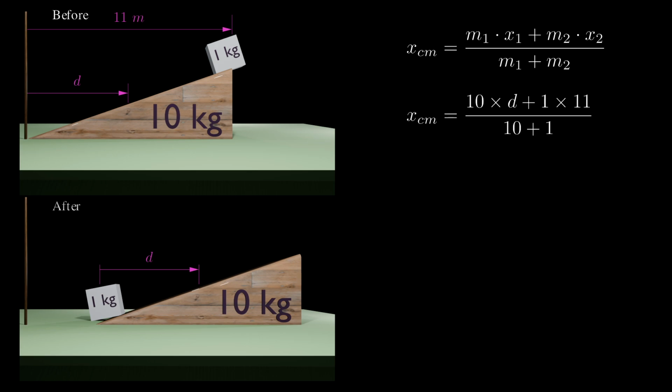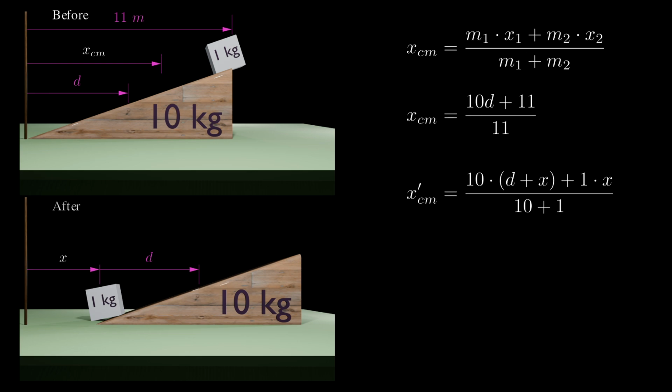We will substitute the given quantities, and derive an expression for the center of mass of the complete setup, before the block starts to move. When the block reaches the bottom of the prism, let's assume its position is x distance away from the reference point. We will write the expression for the center of mass, when the block is at the bottom of the prism.